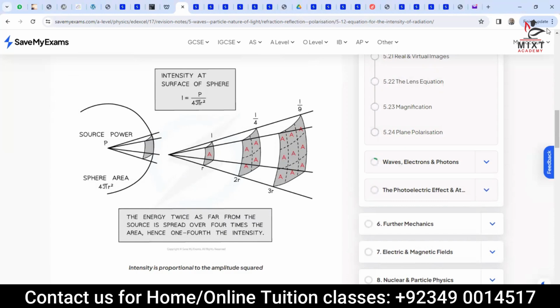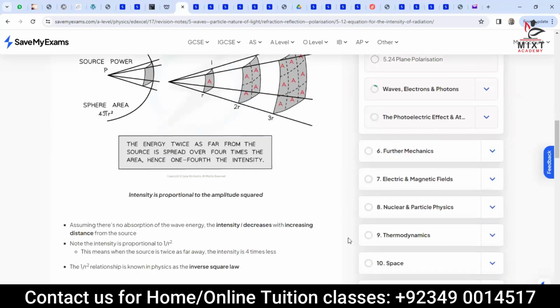Yeah. But same thing, I can say that intensity of the wave is directly proportional to 1 upon r square. I'm not saying r square, I'm saying 1 upon r square. This is what we call the inverse square law. Rather than talking about radius, we are talking about 1 upon radius square.